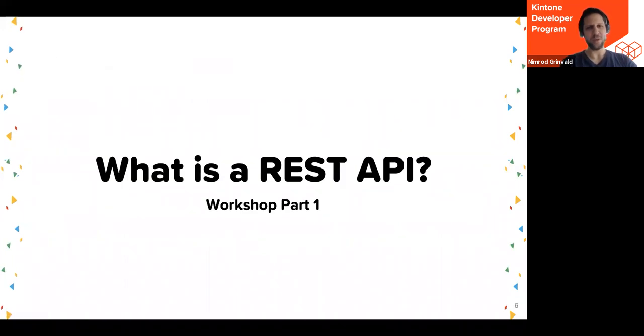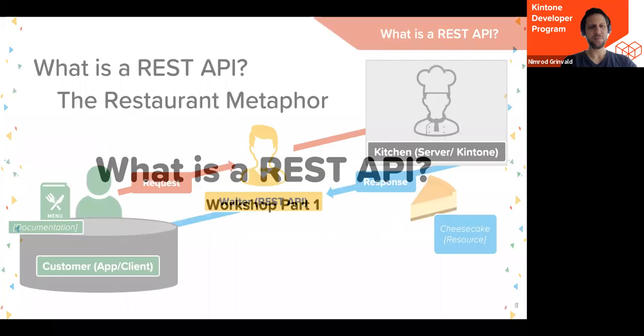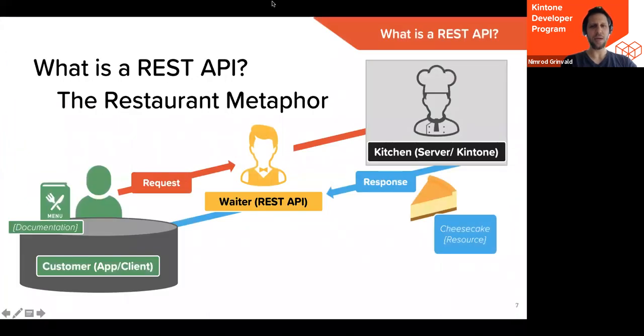The first thing we should talk about is, what is a REST API? And so typically a really useful metaphor that we'll get a lot of mileage out of is the restaurant metaphor. So imagine the days where you used to sit down at a restaurant and order food many moons ago. You would have somebody come up to you. You'd have a menu, actually. You'd order from the menu.